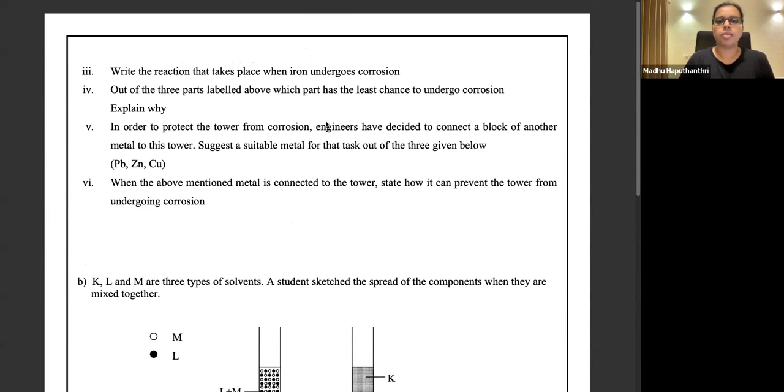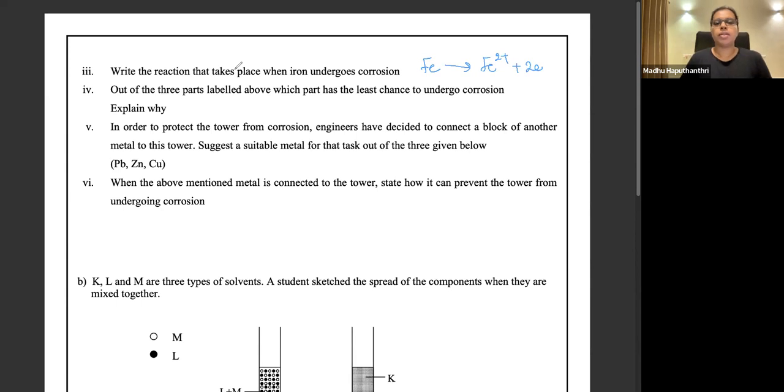Write the reaction that takes place when iron undergoes corrosion. What is happening to iron? What is the reaction happening with respect to iron? Fe is going to which ion? We'll write the reaction there. Yeah, it's undergoing oxidation. It goes to Fe2+ and 2 electrons. That is what is happening to iron when it is undergoing corrosion.